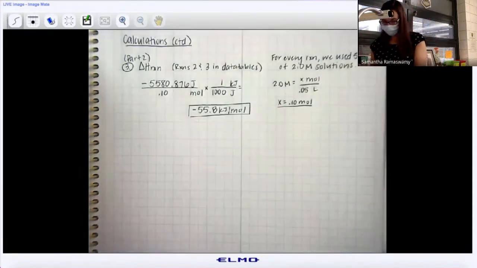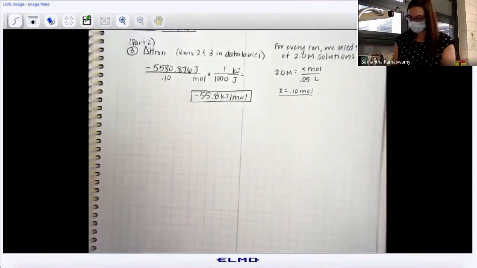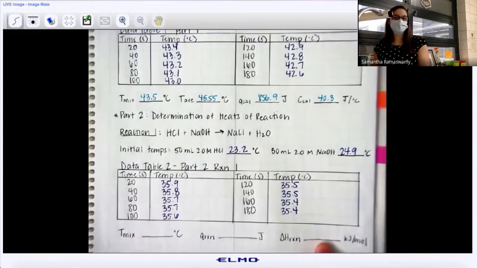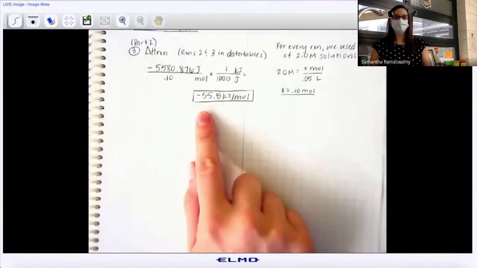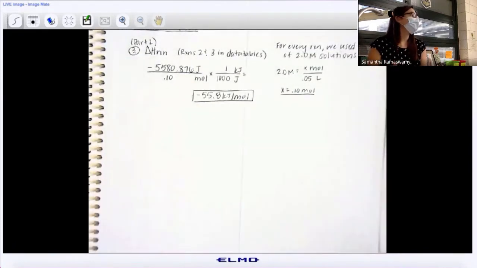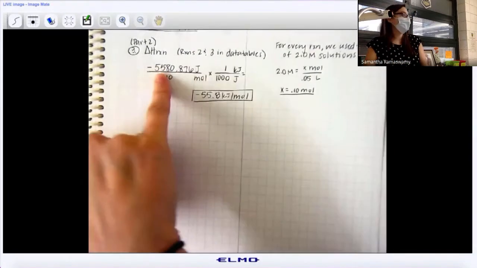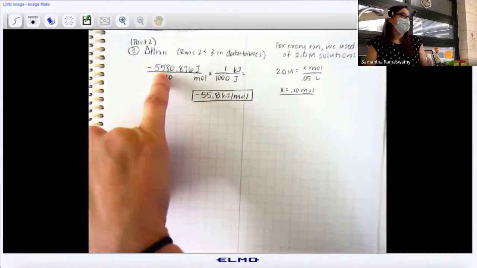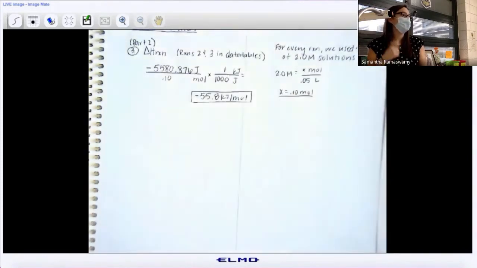Lots of flipping back and forth. This negative 55.8 goes in this delta H reaction underneath data table 2. So you should have T mix, Q reaction, and delta H reaction now filled in. We have our one sample calculation. We don't have to show this again. The only difference between reaction 1, 2, and 3 is the Q that you started with. The Q is different for every reaction. You divide by 0.1 and 1,000, and you're going to get your delta H.